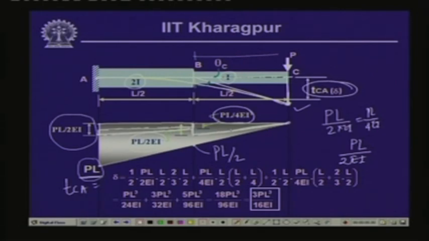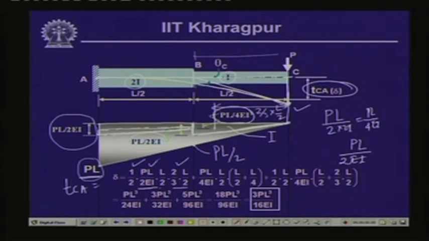Now, for this triangular area, let us call this area 1, which is half times PL by 2EI, the ordinate, times L by 2, the length, times 2/3 of L by 2, which is the distance of the CG from here. This is 2/3 of L by 2, so 2/3 of L by 2 is taken over here. So, that is the moment of this particular area with reference to point C.